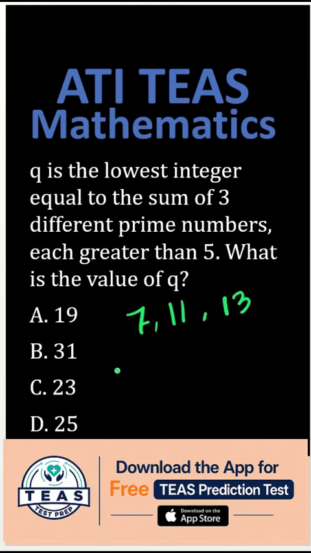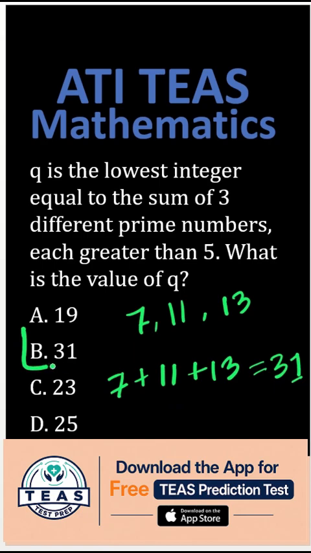So if we just add them, which is 7 plus 11 plus 13. So 7 plus 11 is simply 18. And 18 plus 13 gives us 31. And with that, the correct answer is option B.